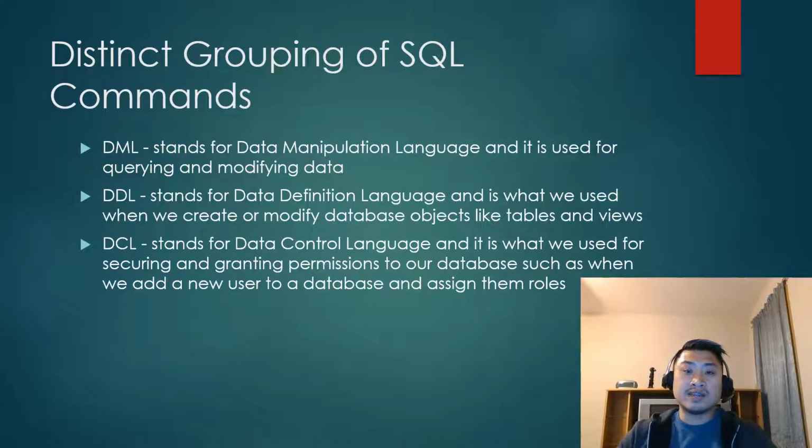DDL stands for data definition language, and it is what we use when we want to create or modify database objects like tables or views. And then finally we have DCL, which stands for data control language, and it is what we use for securing and granting permissions to our database. Like when you are adding a new user to your database, you assign them a role that they play. We'll be using mostly DML and DDL throughout this series. DCL will be reserved for a different tutorial.